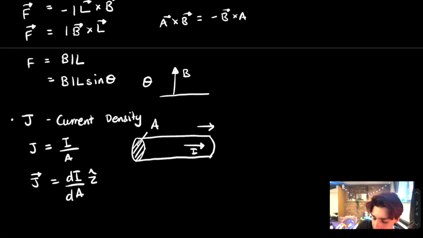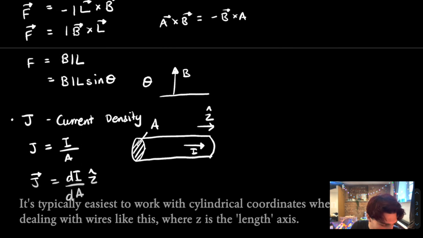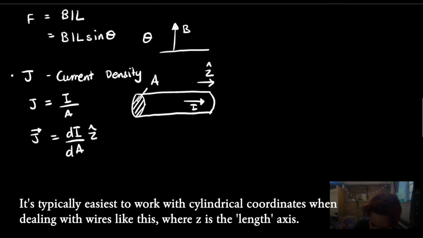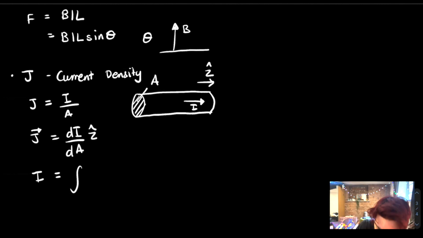It's just in the direction it's propagating, which I will just say is the z hat direction. Or you could express this as an integral by saying that the current is simply equal to the integral over the surface of the current density J right there. And it's going to be a dot product with the surface.